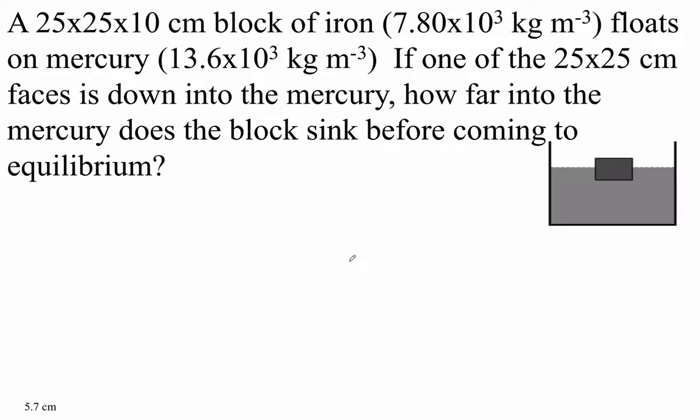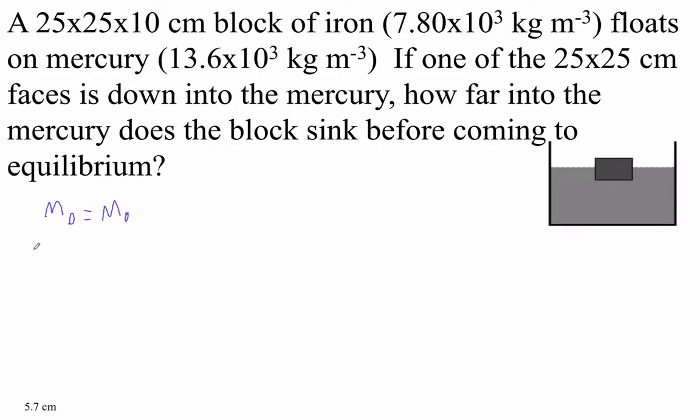Well, it's got to displace a mass of mercury that's equal to its own mass, right? So there's two ways to do this. I'll show you the way you're supposed to do it, and then I'll show you a quick and dirty way. So to float, the mass displaced has to equal the mass of the object. Okay, mass displaced equals the mass of the object.